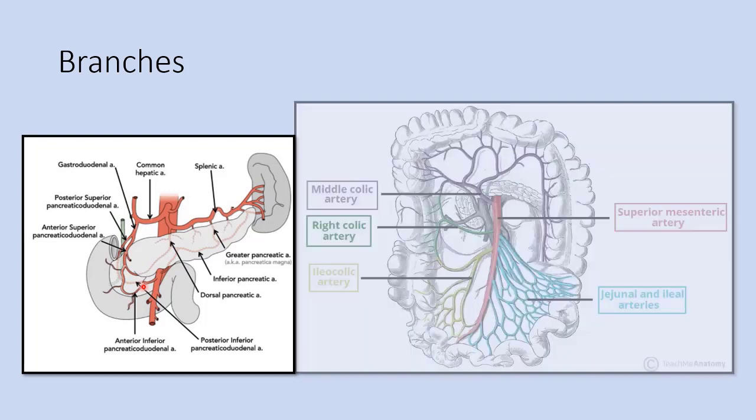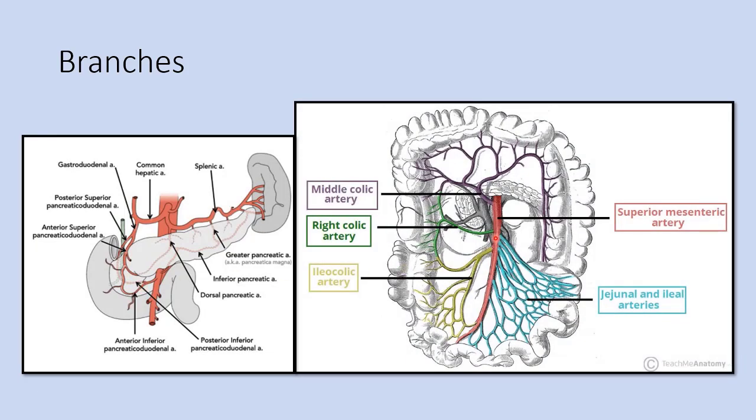Other branches are here. They are shown with different colors. This is middle colic artery. This is right colic artery as it supplies the right side of the colon, that is ascending colon, and this is going towards ileocolic artery, which supplies ileum, terminal part of the ileum as well as colon. And from the left side of the curved superior mesenteric artery, that is from the convex side of it, there are 15 to 20 branches to jejunum and ileum. These are ileojejunal branches.